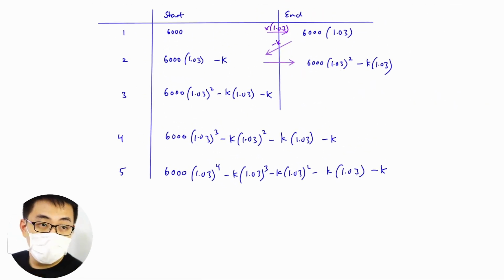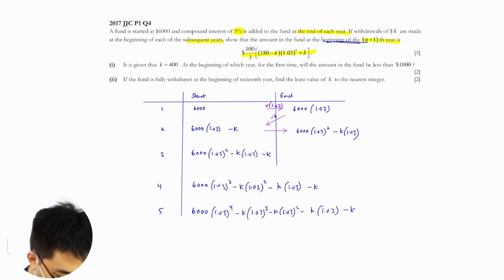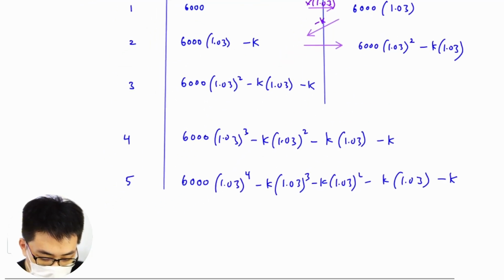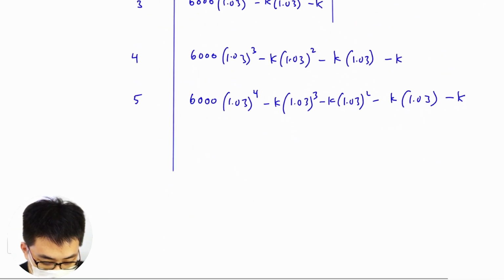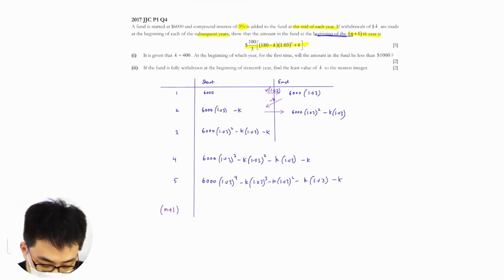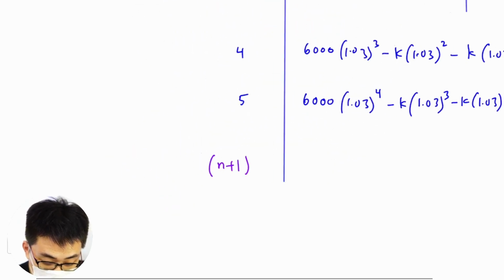So once done here, look at the pattern recognition. This part here, you need it to be N plus 1 years, right? So this is N plus 1. N plus 1 year. Okay. So this is pretty okay.